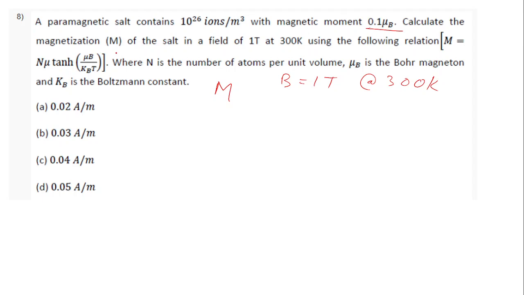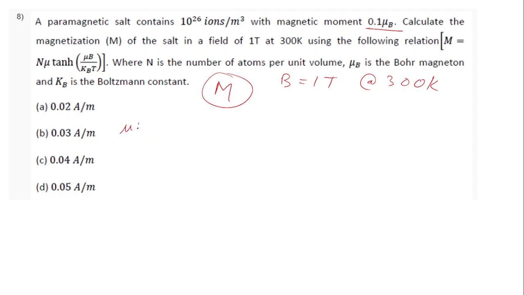This is from the quantum theory of paramagnetism, a quantum model explaining the origin of paramagnetism. There, if you see the derivation in the lecture, you'll see this kind of expression for magnetization. So this expression or equation we have to use to calculate the magnetization. So we need to calculate this.